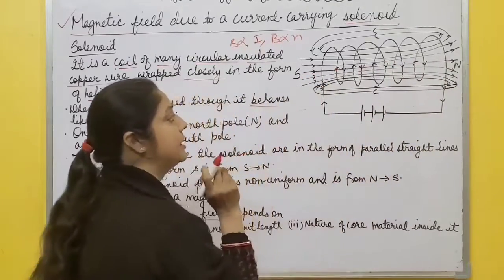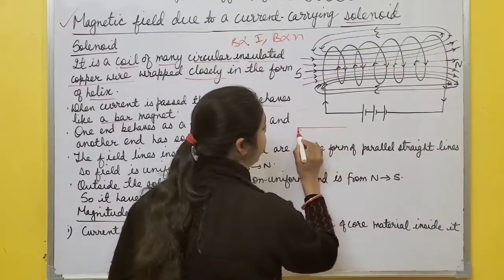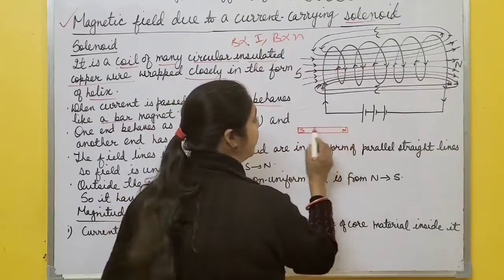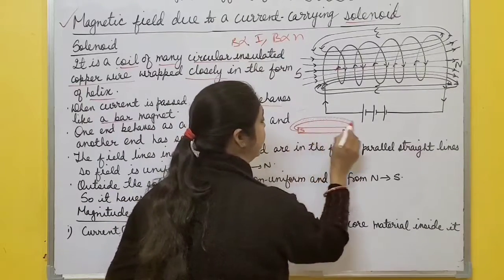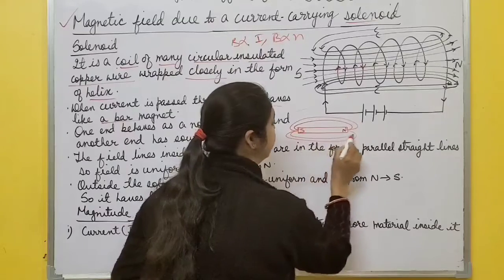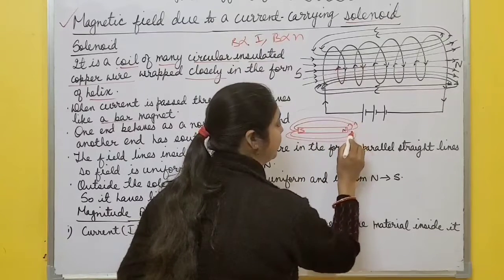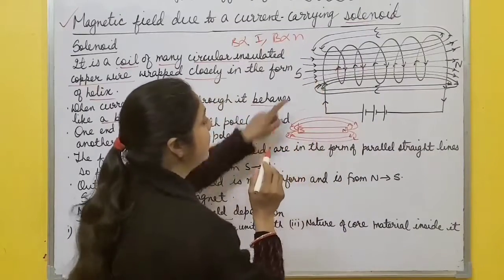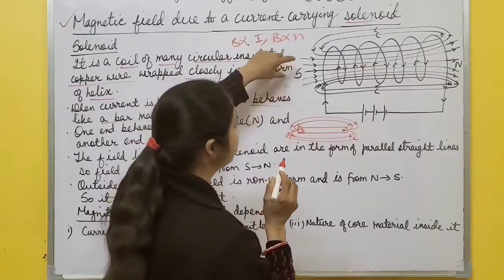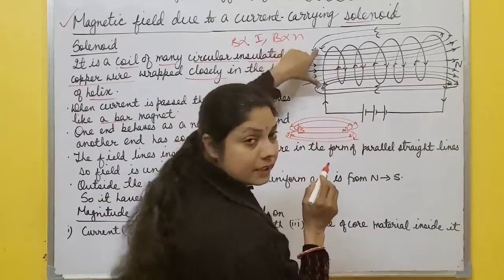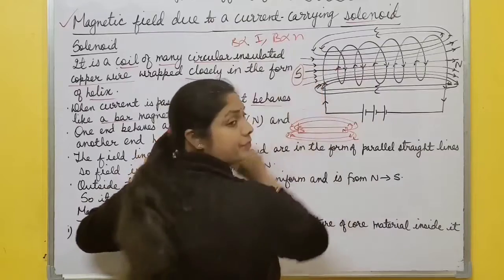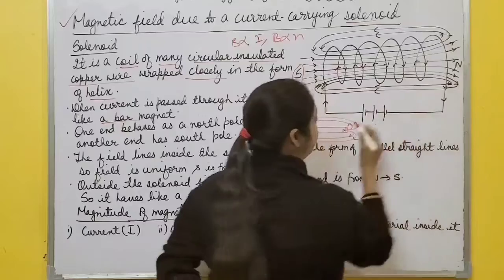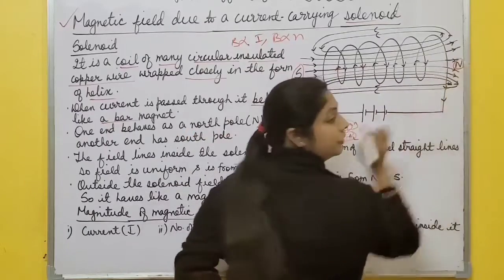So from this diagram, it is found that in case of a bar magnet, suppose this is a south pole and this one is the north pole. Now magnetic field lines are like this in case of a bar magnet. It starts from the north pole and ends at the south pole. Here also, it is similar to the bar magnet magnetic field lines. Here it enters through this end. It means this end behaves like a south pole, and it starts from this end. It means this end behaves like a north pole, right?